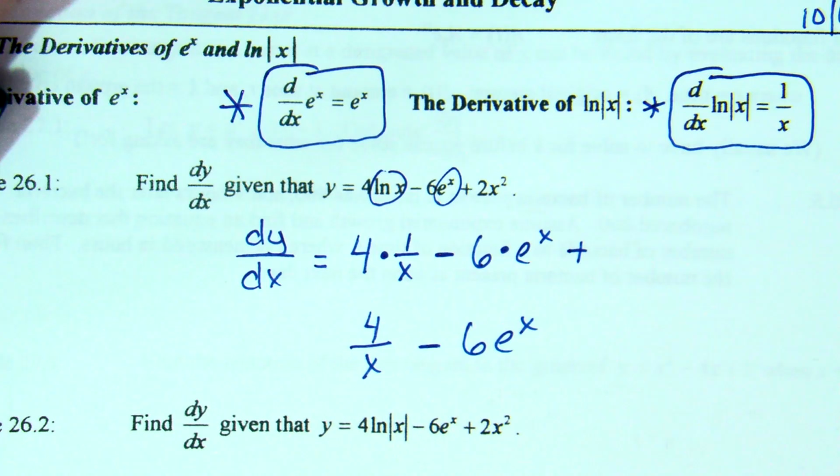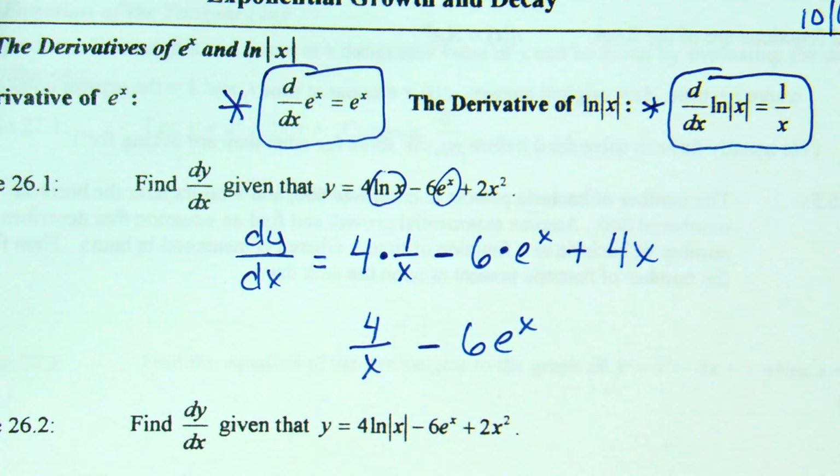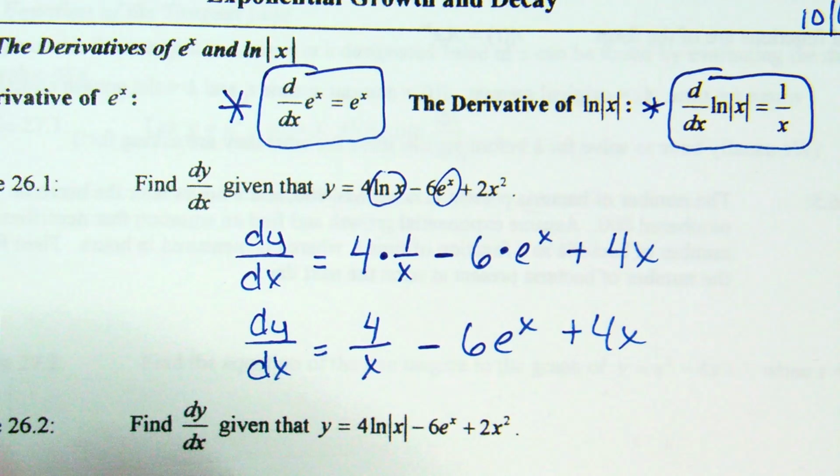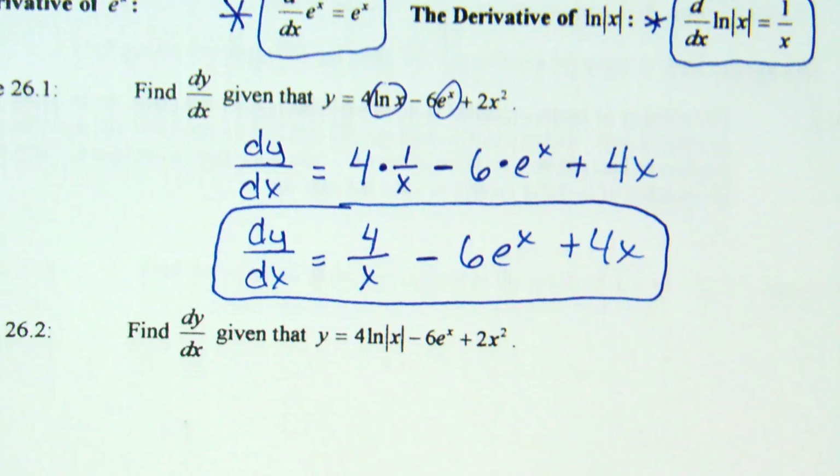Plus derivative of 2x squared. 4x. Using our old rules, bring the 2 out front. 2 times 2 is 4x, and then subtract 1. 2 minus 1 is 1. So our derivative final answer reads, I kind of wrote it in as we went, 4 over x minus 6e to the x plus 4x. The key is to remember that coefficients, you can just multiply them back in at the end. Questions on that one?